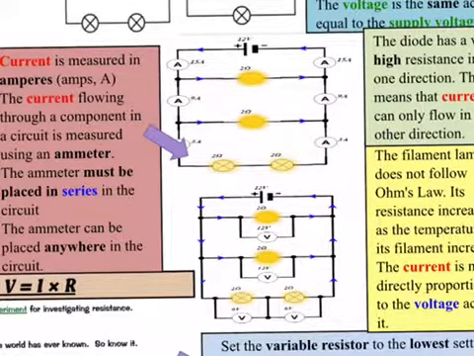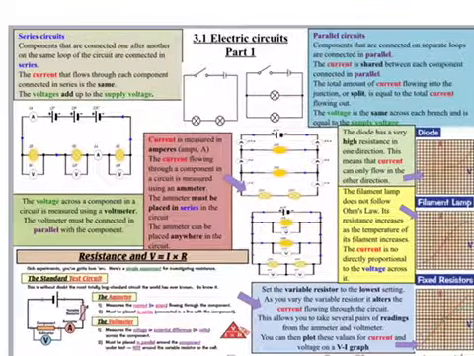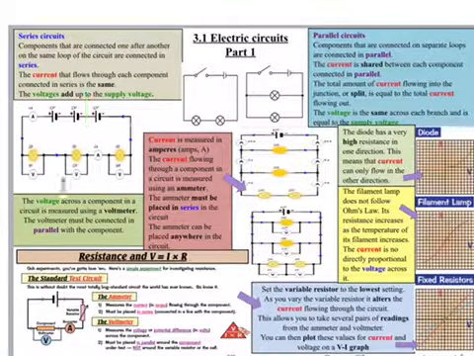So to summarize that, in a series circuit, the current is the same, but the voltages add up. In a parallel circuit, the voltages are the same, but the current adds up towards the end. And that is the main learning there from those circuits.